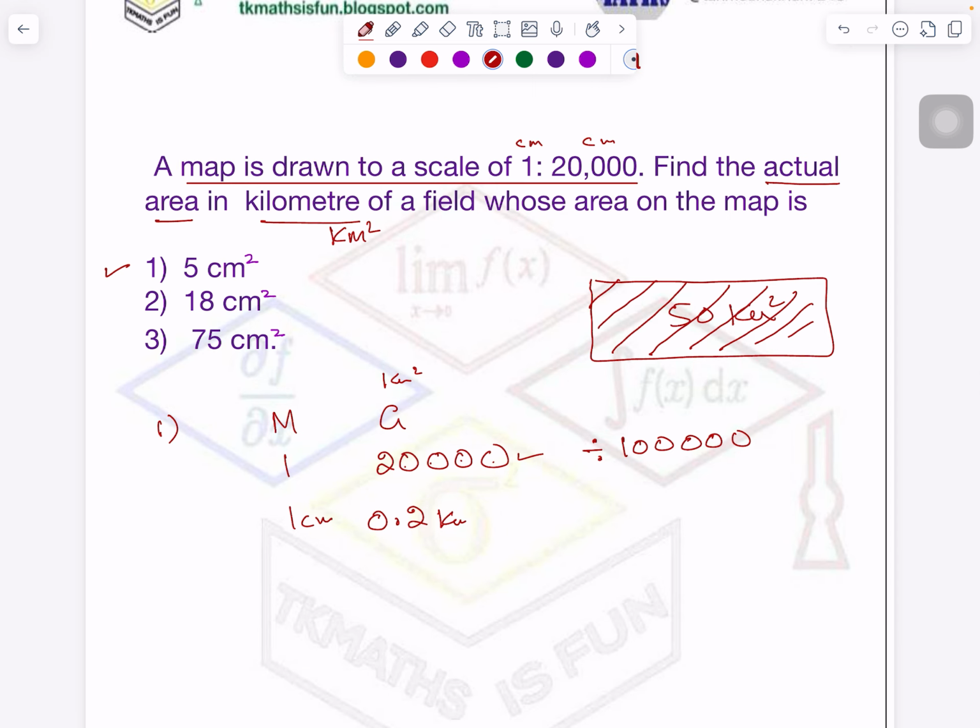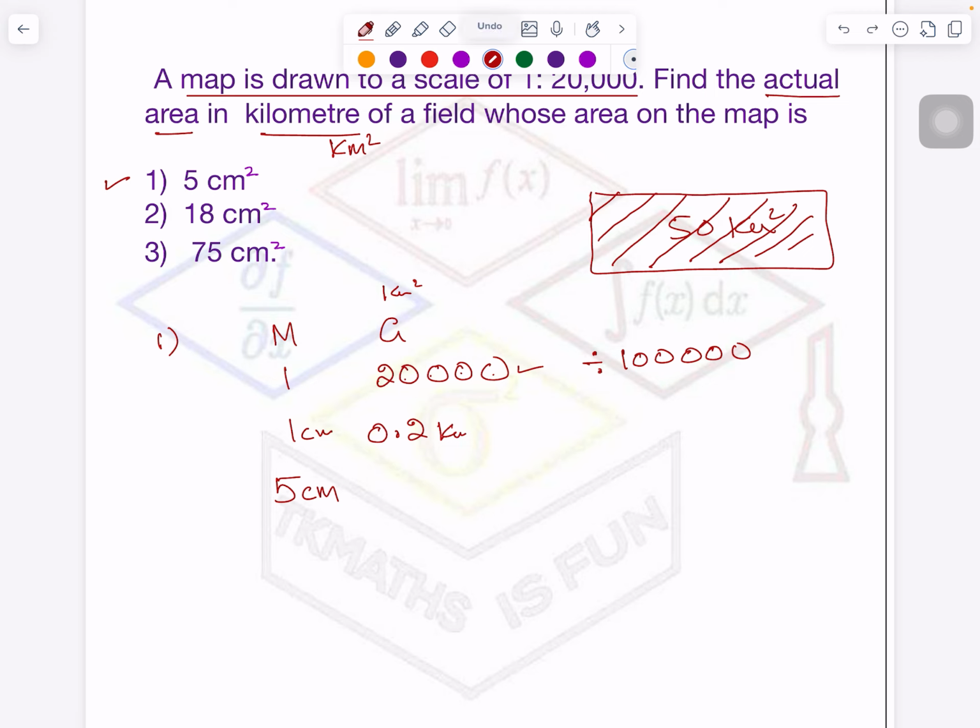In part 1, if on the map you have an area which is 5 square centimeter, then what will it be on the ground? But there is a problem. What is that problem? I want this area in square kilometer, and this map is 5 square centimeter. But what is here? It's not area. It's simple length, centimeter and kilometer. So what should we do first? Absolutely right. We have to change this into a unit of area. So what I will do, I will square both of them.